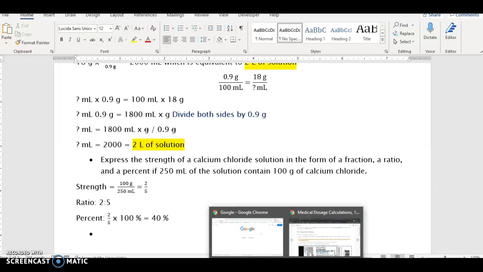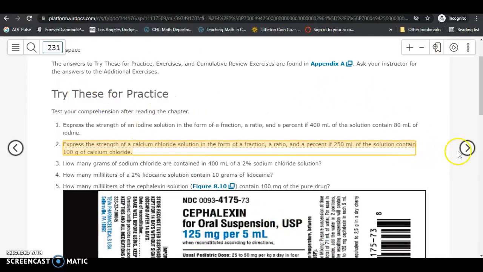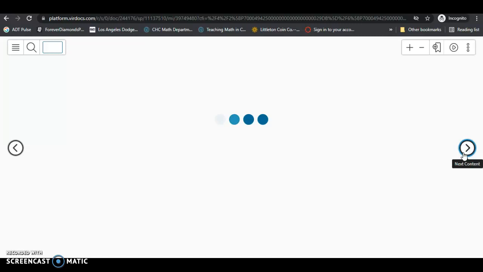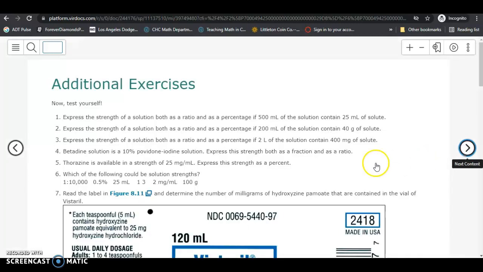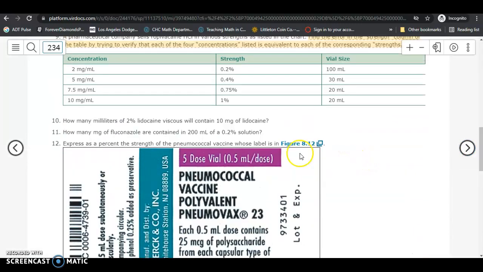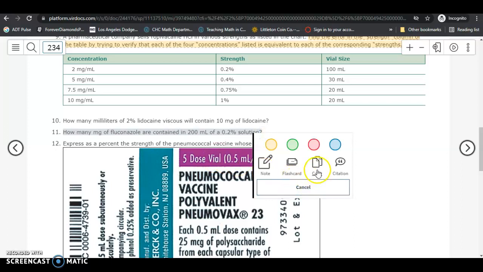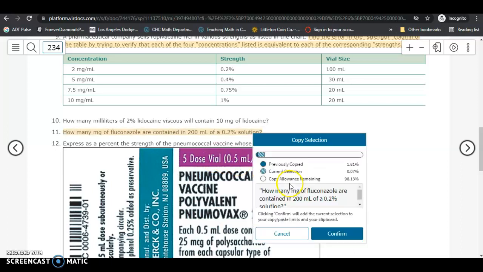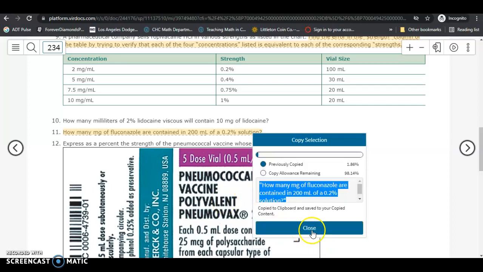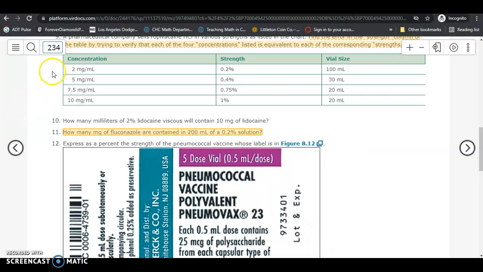Okay, so let's go ahead and take a look at another problem. This one is on page 232, and we're going to go ahead and do exercise number 11. And keep in mind that the page numbers in the ebook may be different than in your hard copy of the book. But in this case, this is number 11.